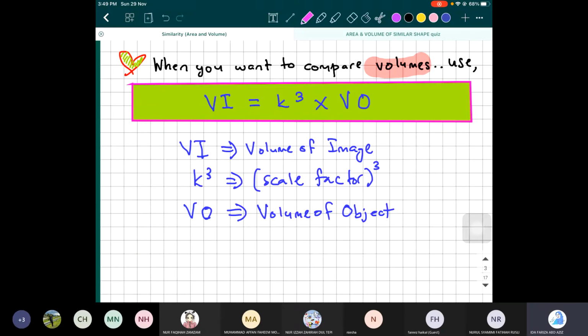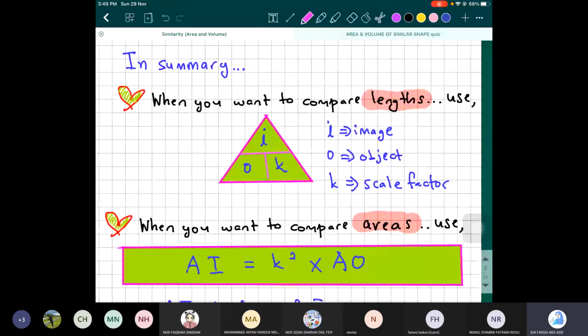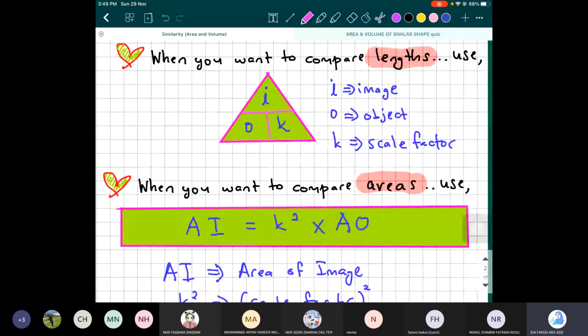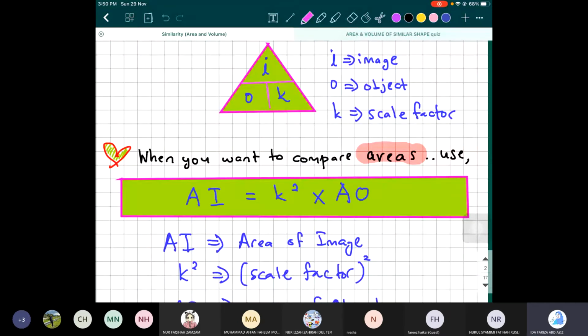Okay, if you look up for this formula, AI equal K square times AO, VI equal K cube times VO, memang you takkan jumpa pun dalam your textbook. It's not there. Tapi tiga formula ni I wujudkan untuk you senang hafal dan senang nak gunakan bila kita cakap pasal length, area dengan volume. Okay, later I will show to you and I will guide you from question to question. Saya dah prepare a lot of examples. So kita akan tengok macam mana nak guna tiga benda ni. Okay.